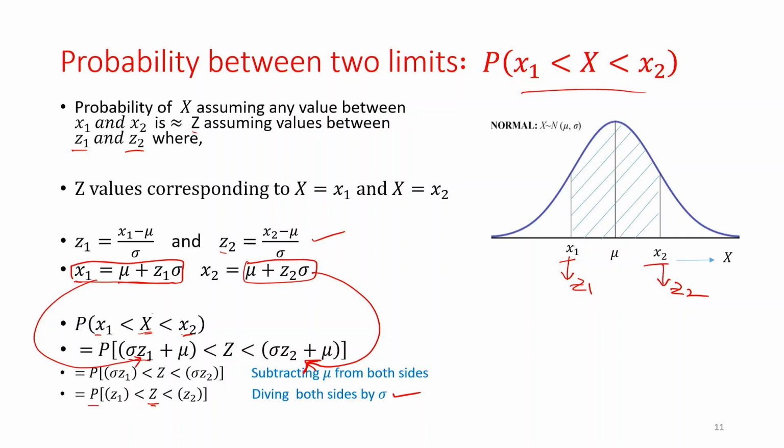This is what you should finally understand: the probability of the variable X lying between any two values x1, x2 is equivalent to the probability of the standard normal variable Z lying between two values z1 and z2. And how to find z1, z2? Use these equations to find z1 and z2. And after finding z1, z2, the next job will be to consult the standard normal distribution table.